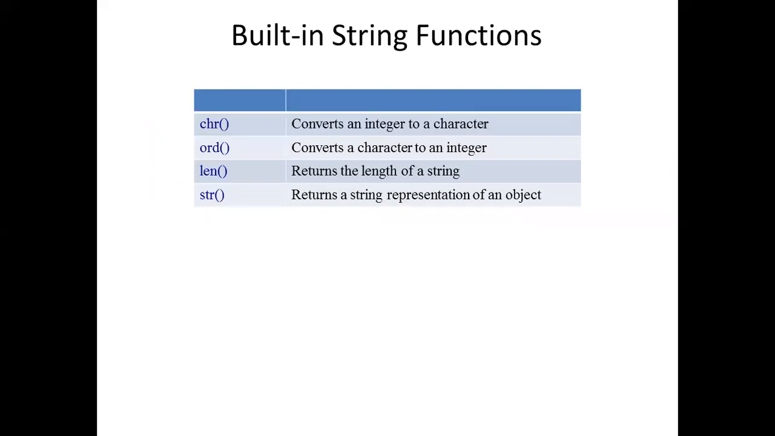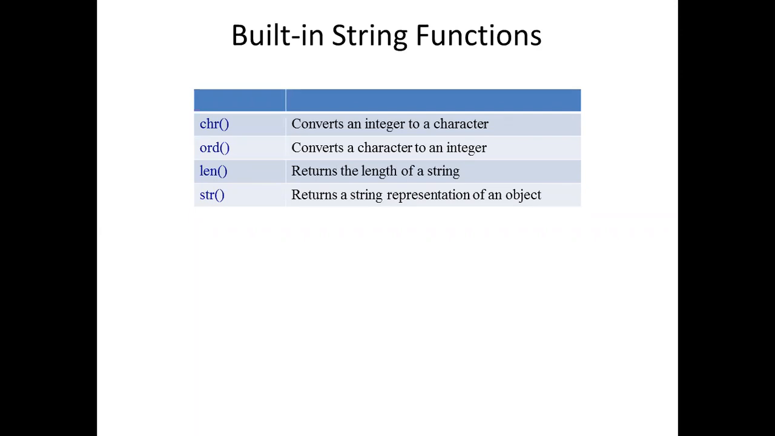Next, these are some of the built-in functions in strings. You see the last function, str. The purpose of str is this: everything in Python is in the form of an object. If you want to convert an object into a string, you use this str method. And you see another method called len. The len method is used to return the number of characters that are present in the string.